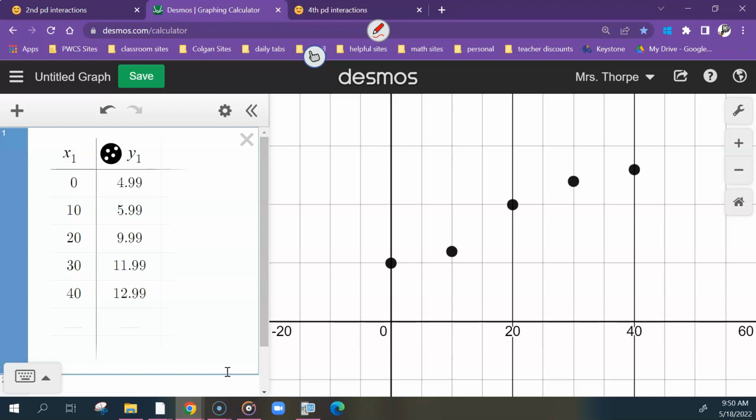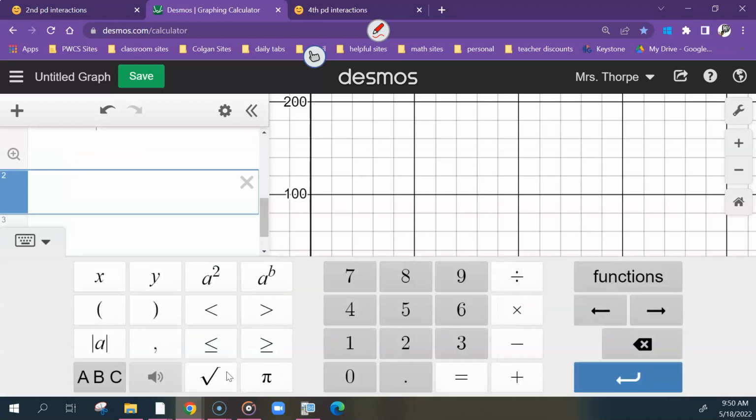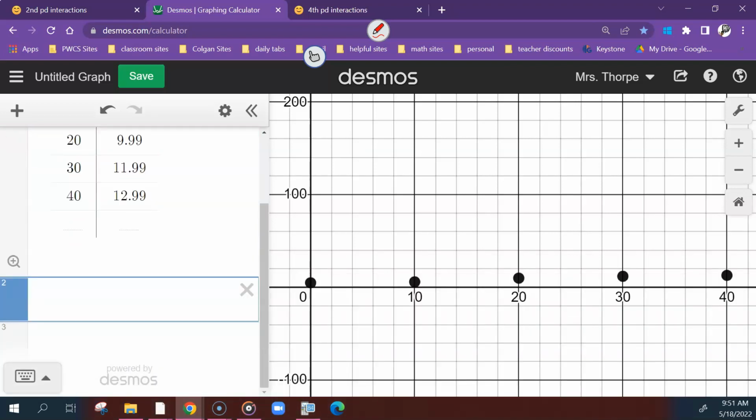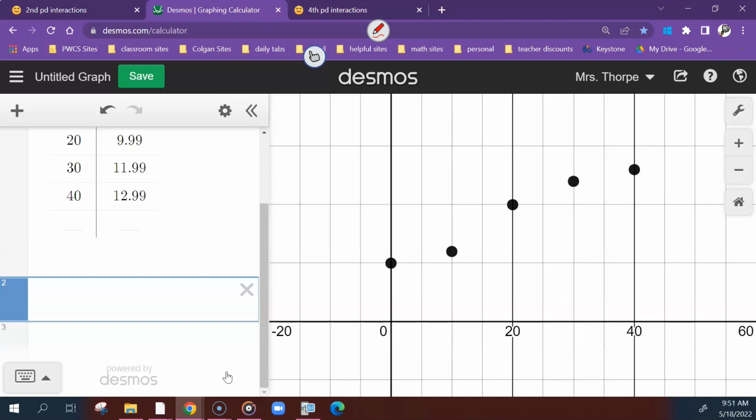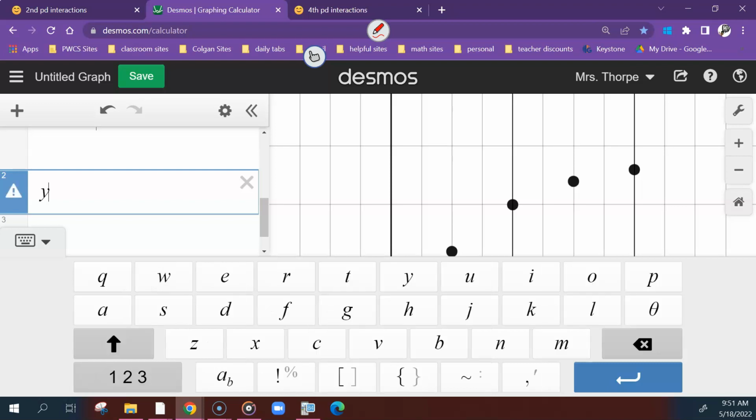Do we graph like that? There was a little plus right here. That is that. And then why did they all zoom up? It went from 5.99 to 9.99. So I'm going to put in Y in your ABC, or you can type it.